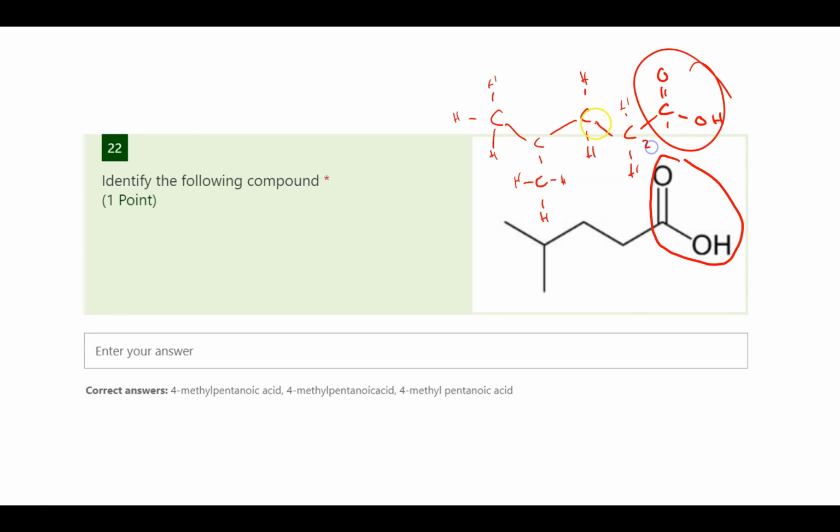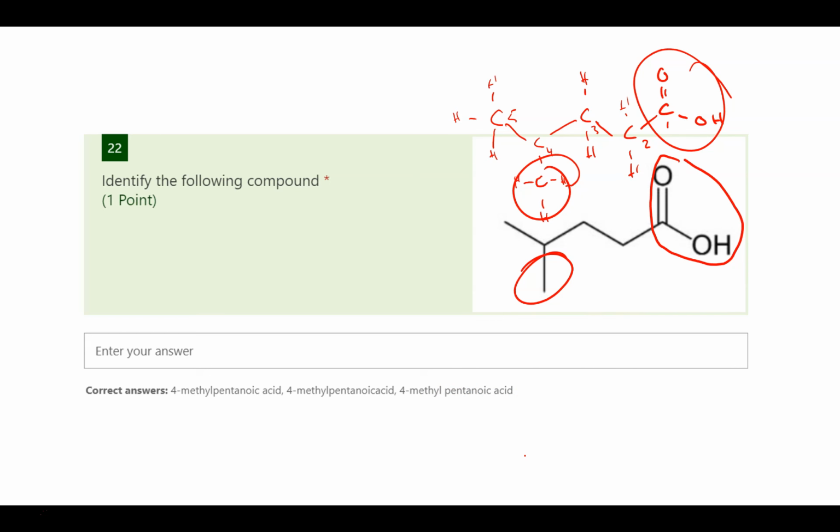1, 2, 3, 4, 5, which makes it a pentanoic acid. It has a methyl group here coming off the number 4 carbon. So that makes it a 4-methyl pentanoic acid. We also accepted 4-methylpentanoic acid as one word, just because you've been told to make it one word, but this one's a bit tricky. And then 4-methyl space pentanoic acid.